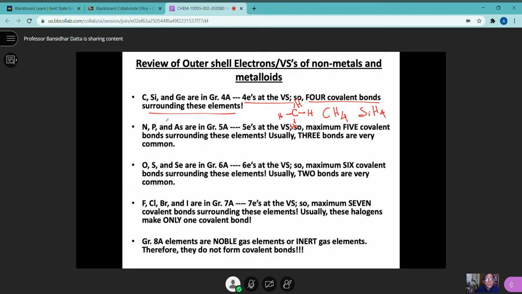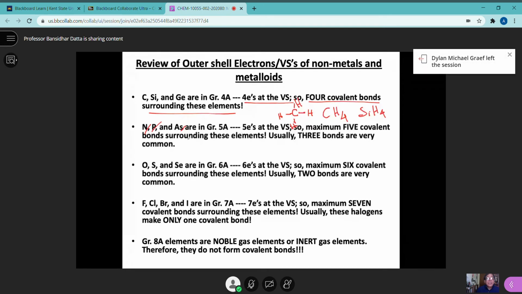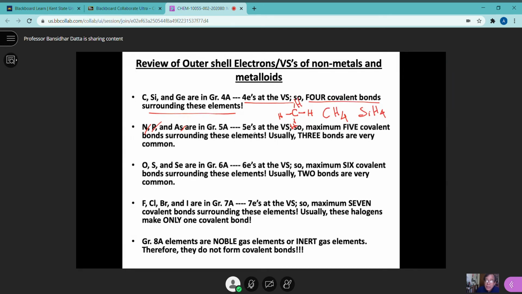If you take the group 5 elements, nitrogen, phosphorus, and arsenic, they have 5 electrons in the outer shell. So they can make a maximum of 5 covalent bonds surrounding these elements, but usually they don't. But some of them will. I will show you, there's an exception there. So the maximum number of single bonds they can make is 5 because there are 5 electrons in the outer shell.